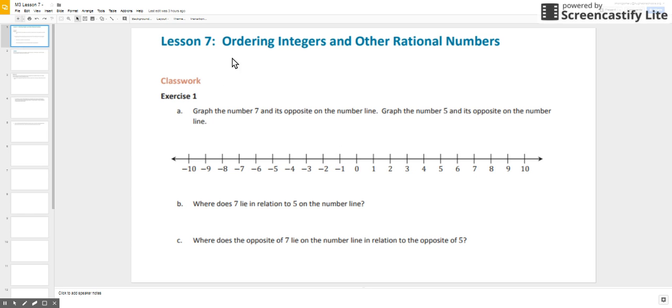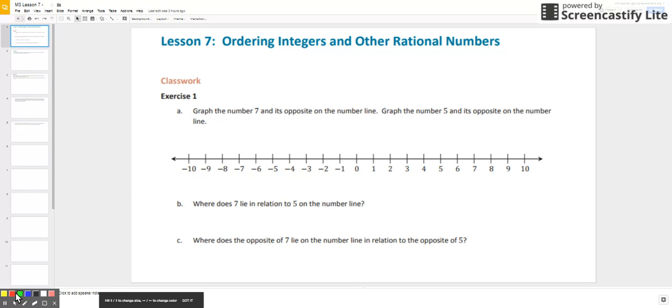All right, hello students. Today we're moving on with lesson 7, ordering integers and other rational numbers. Let's go ahead and get started and jump right into the classwork. Exercise 1 says graph the number 7 and its opposite on the number line, and graph the number 5 and its opposite on the number line. So we're going to graph both of them.